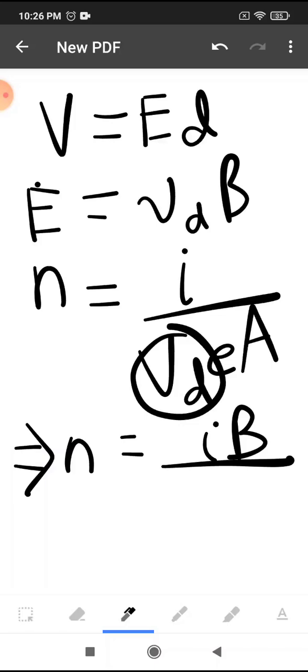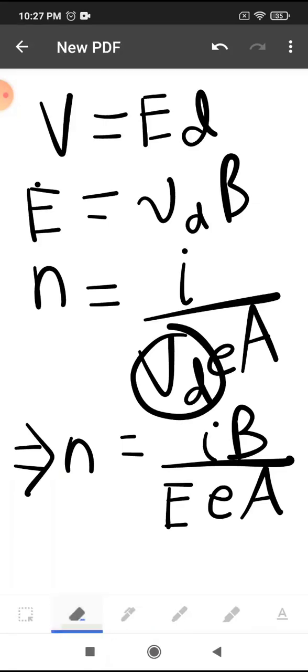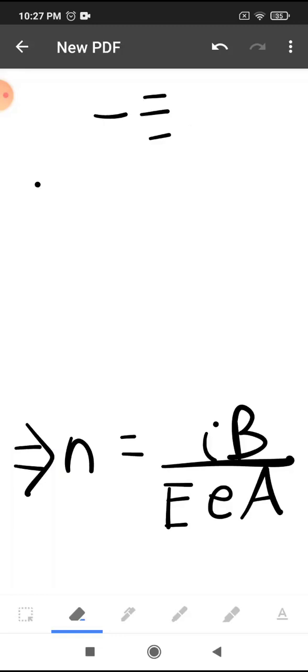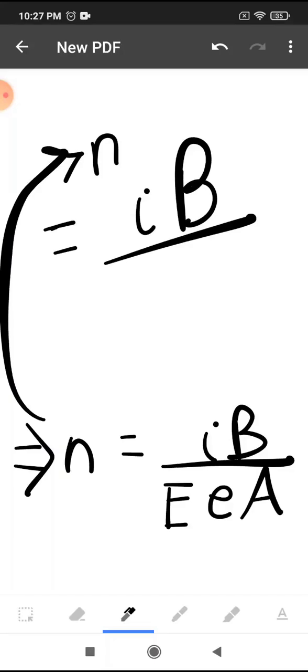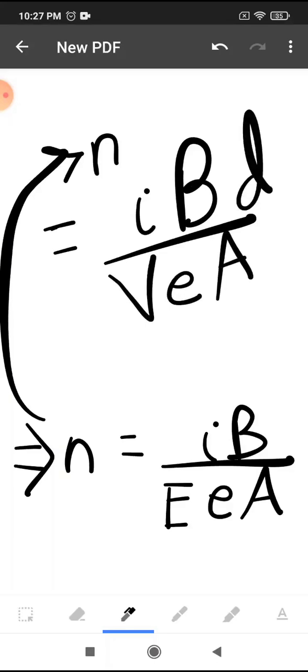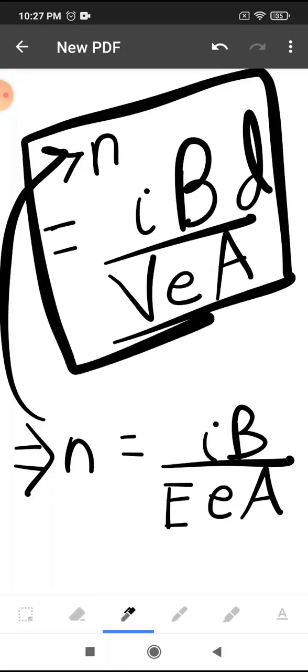So that becomes E times, right, and this E is replaced as V by D. So what do we get? From this step we are getting N equal to IB by VEAD. This is the final expression of today's discussion.